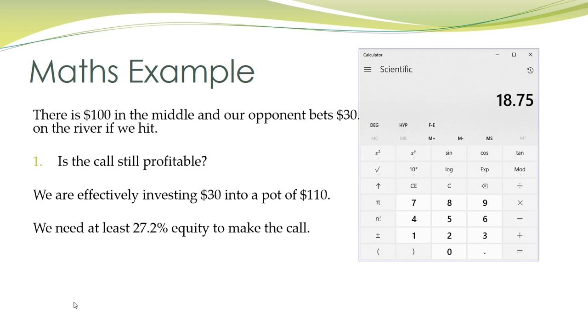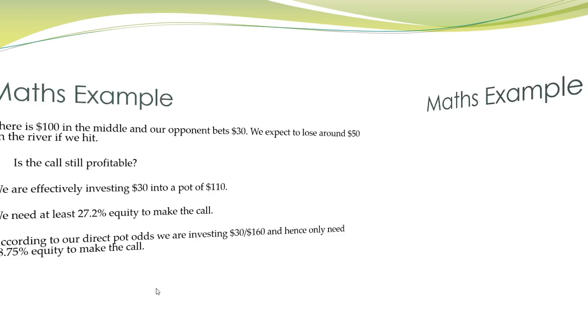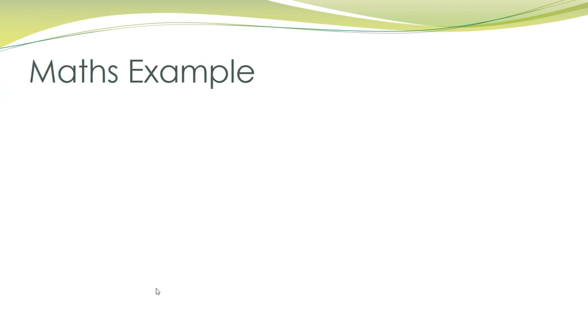It's a profitable call. So now the question is, if losing $50 on the river still allows for a profitable call, how much can we lose in order to break even or for the call to still be profitable? So just to see the maths there again before we move on. We're investing 30 into 160 according to our direct pot odds, and hence only need 18.75. See, there's a big difference between those two numbers, 18.75 and 27.2. So it's very important you factor in these reverse implieds.